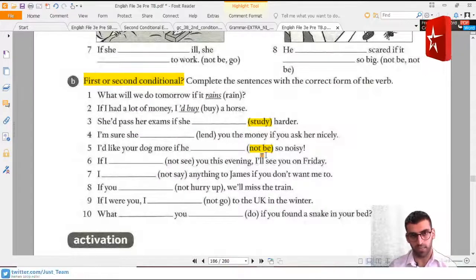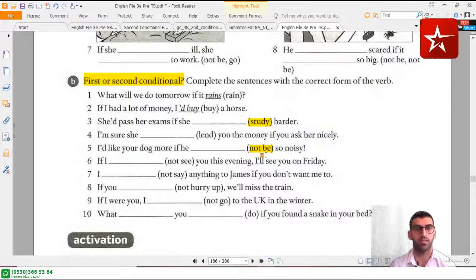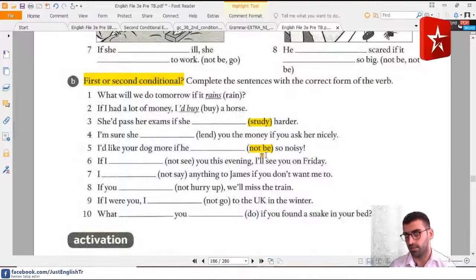Thank you. And number 8, last 3 sentences, 8, 9, and 10. Number 8, if you, we will miss the train. That is again, we have what? We have a future simple. If you see the future simple, it means we have to use the first type of conditional sentences. So if you don't hurry up, we will miss the train. That is the correct answer. We will miss the train if you don't hurry up.